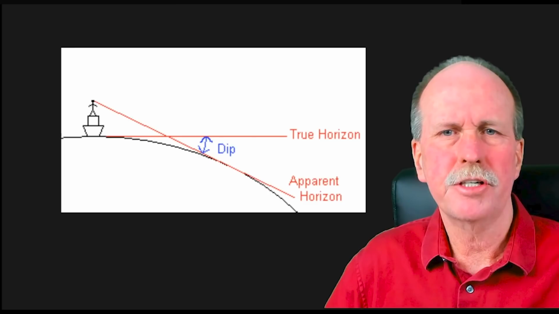Well, actually, let me jump in. It doesn't matter whether you're on a sphere or on a globe. If you're rising above the surface of a sphere, the angle to the horizon that you're looking at should be the same all the way around the ship.